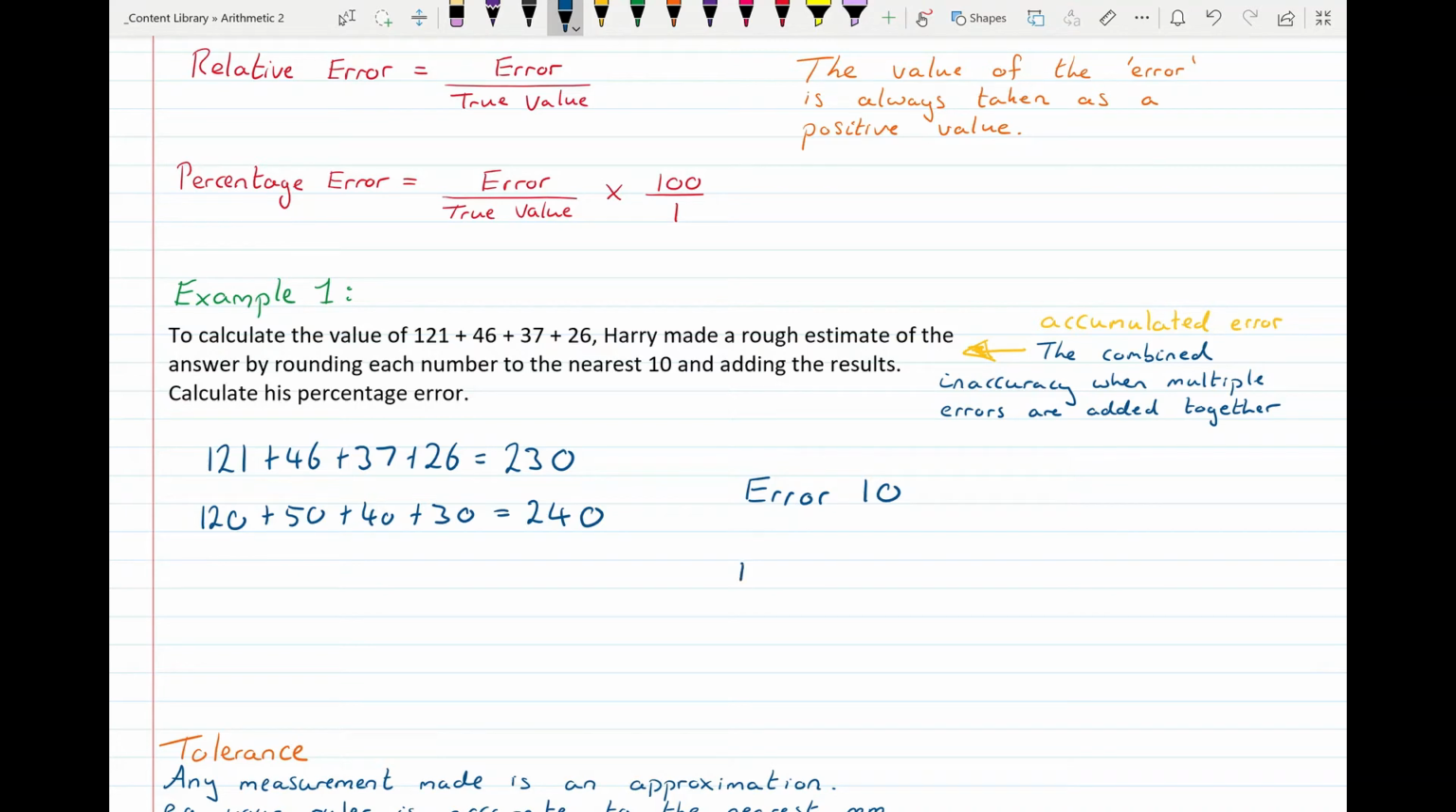So we take the error and we put it over the true value, what it was when you added up all the proper numbers, which was 230, and turn that into a percentage. You multiply it by 100 over 1, which comes out as 4.3478%. And depending on the question, you go back and read it, they might ask for a certain number of decimal places. Let's say they asked for 2 decimal places. So it'd be 4.35% is how much he was out by. That was his error.